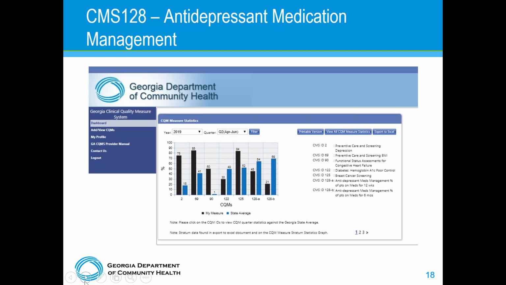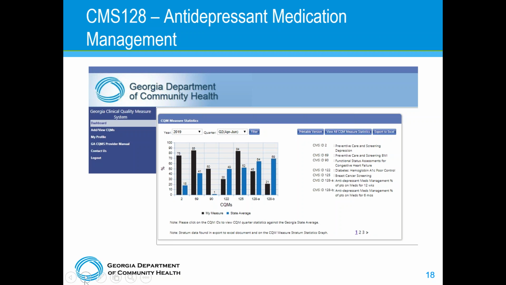In other words, I have identified less of my patients that have a diagnosis of major depression and for whom I have initiated medication therapy and continued therapy for both numerators. So I have to ask myself if I'm happy with that number. I'm below the state average. Would I like that a higher percentage?